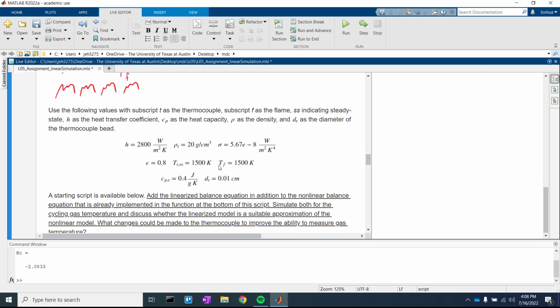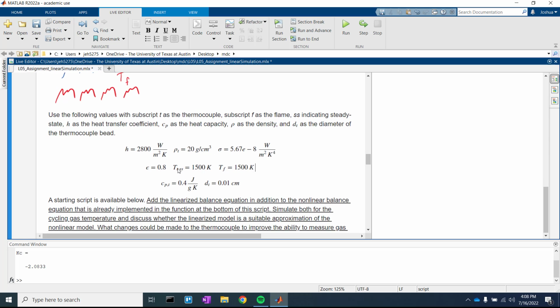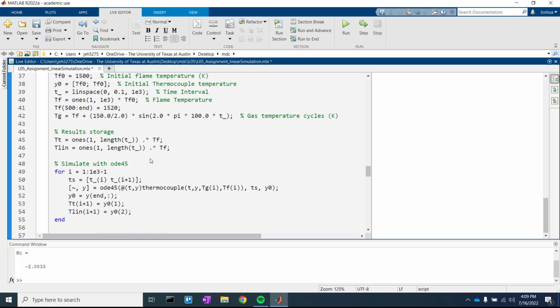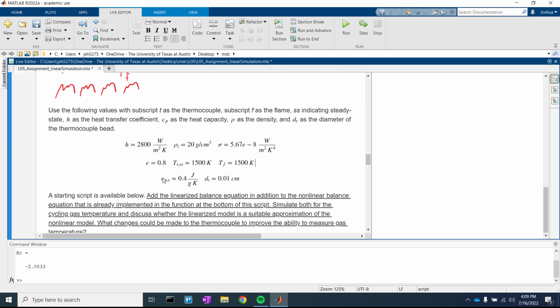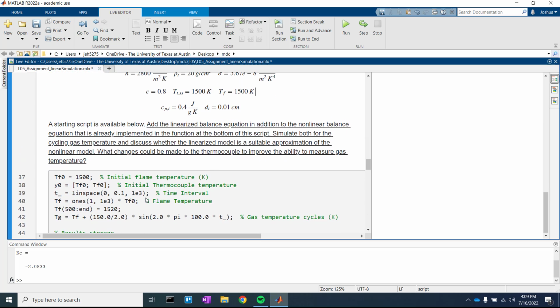things straight. TF is the temperature of the flame. TT is the temperature of the thermocouple. And then we have the heat capacity of the thermocouple and the diameter. So we're going to look at our function, and we're going to work on a linearized model and compare that with a non-linear model. And we'll see how they perform compared to one another.